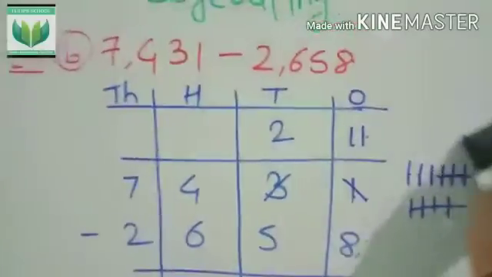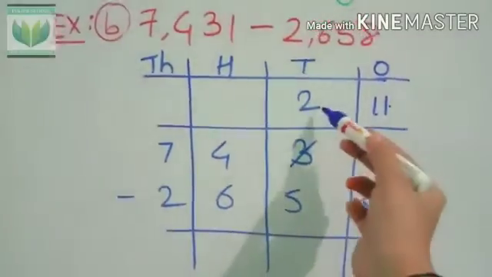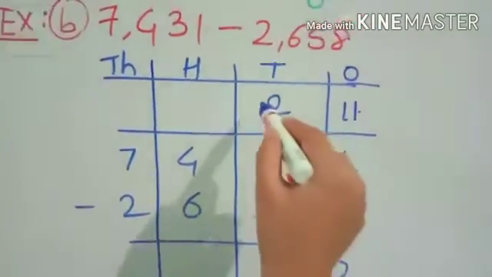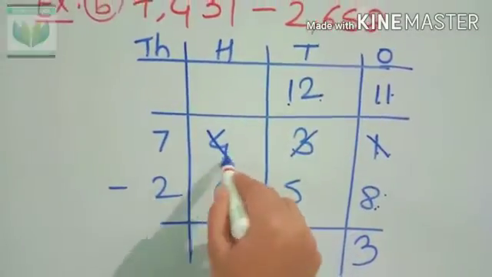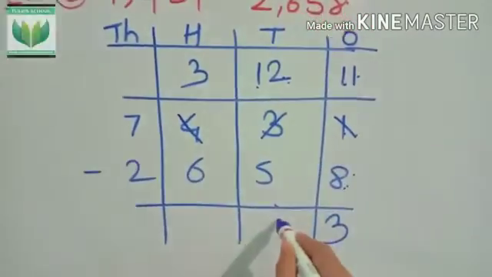Now let's solve the second one, the tens place. Ones place is done, now we have to solve the tens place. Again here is a small number minus big number. It's not going. Now we have to write 1 in front of 2. This 1 we taken from the 4. Now here it becomes 3. Now 12 minus 5.